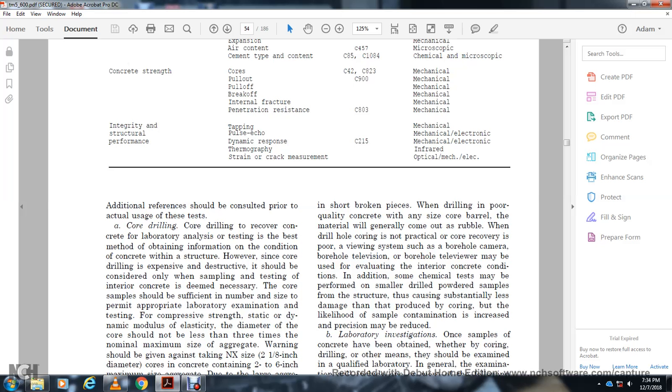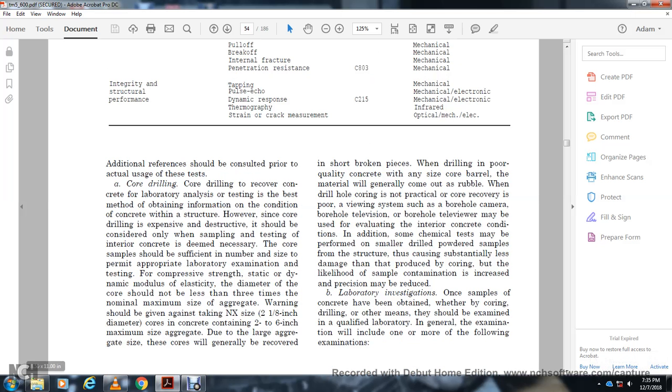Samples should be sufficient in number to permit appropriate laboratory examination and testing of the compressive strength and the static and dynamic modulus of elasticity. The diameter of the core should not be less than 3 times the nominal maximum size of the aggregate. Warning should be given that a 2 1/8 inch diameter core taken from concrete with a 6-inch maximum aggregate size, due to the large aggregate size, will generally be recovered in short broken pieces.